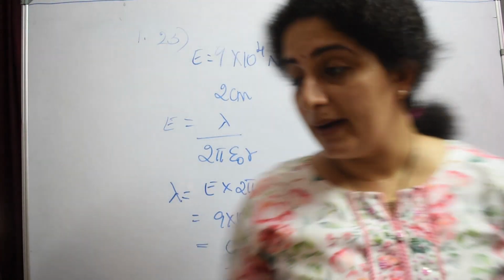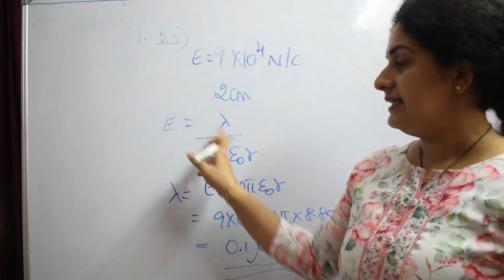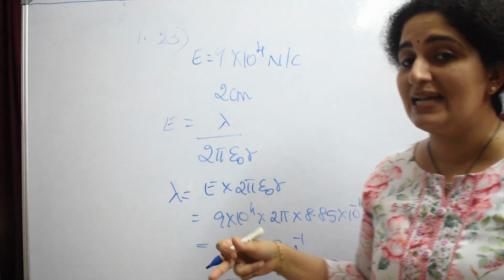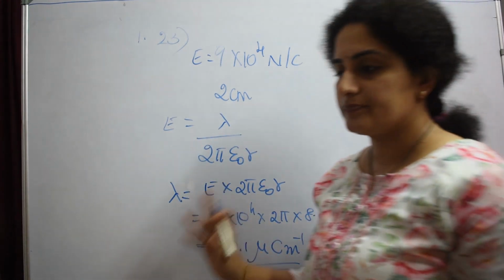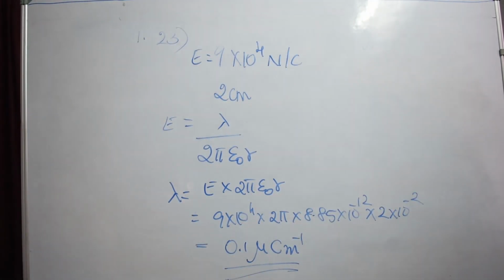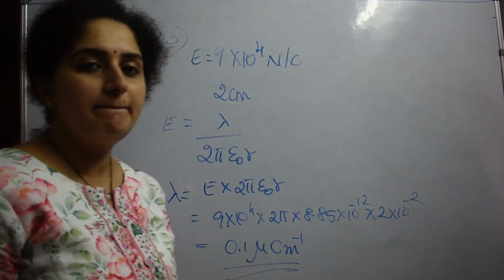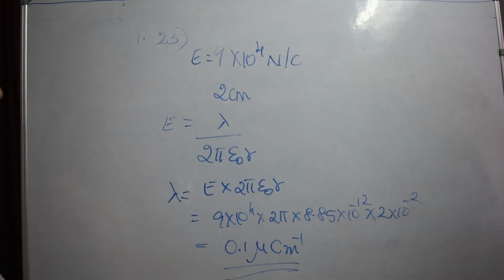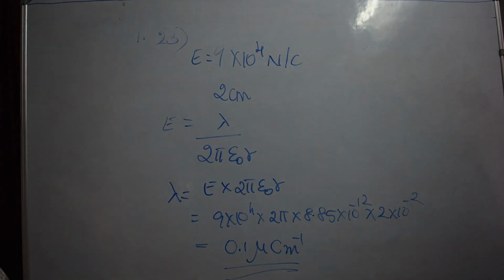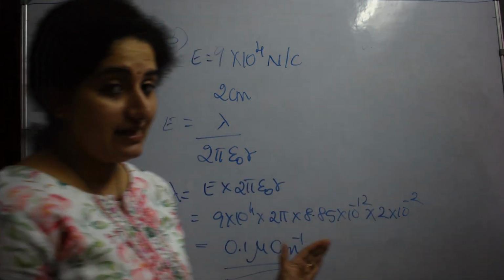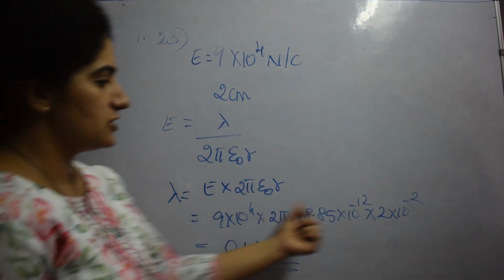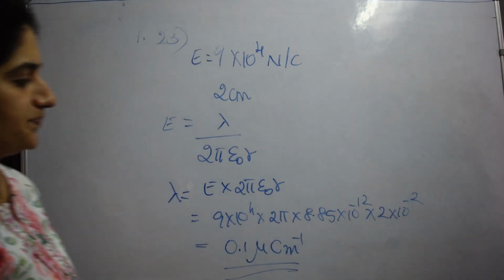Why is it per meter? Because linear charge density is charge per length. So it is 0.1 microcoulomb per meter. Be careful with the substitution and then the calculation. The 10 to the powers are important.